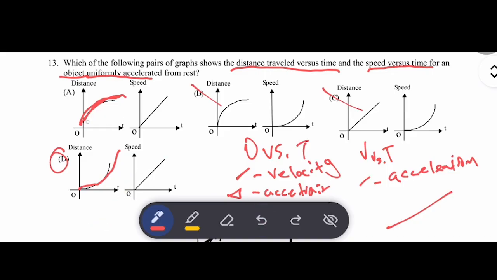But this downward curve means that it's starting to slow down, and it's covering a shorter distance in the same amount of time, meaning that the speed should actually be decreasing, or there should be something inhibiting it from going further. So that leads us to choice D as our correct answer.